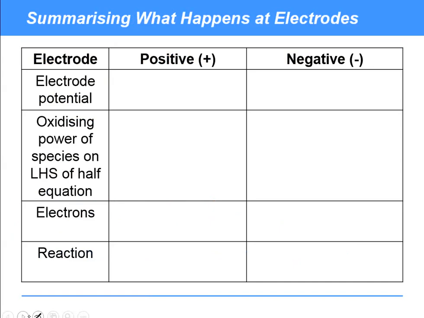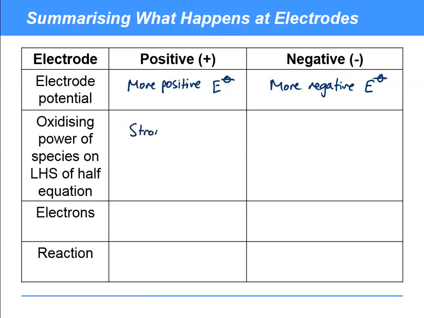Let's summarize then what actually happens at the electrodes in a cell. So at the positive electrode, we've got the more positive standard electrode potential, and at the negative we've got the more negative. What that means, the more positive means that the redox equilibrium is further to the right, so we have a stronger oxidizing agent here. So the equilibrium further to the right.